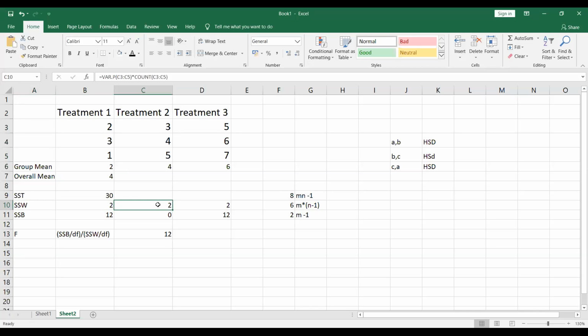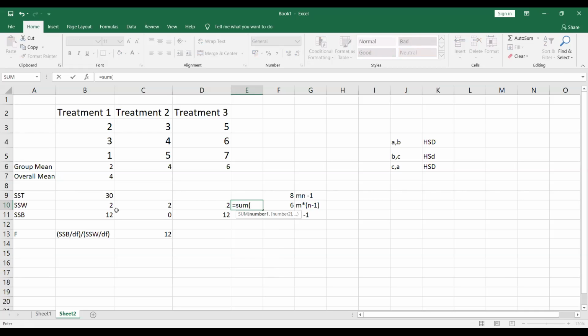Similarly, you have calculated for this. Here it is 5 minus 4 square plus 4 minus 4 square plus 3 minus 4 square. For each one of them, you get 2, right? So your total SSW is the sum of all of these.